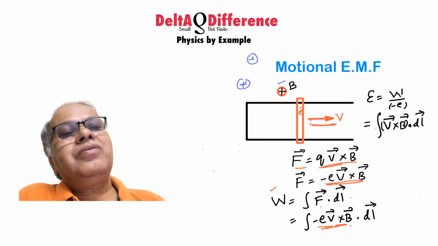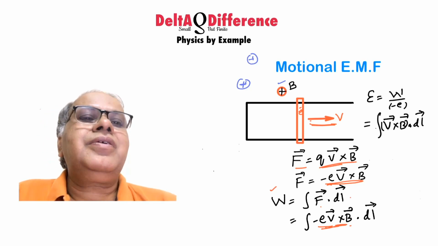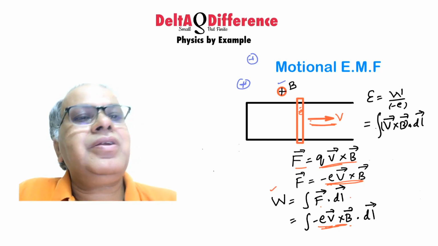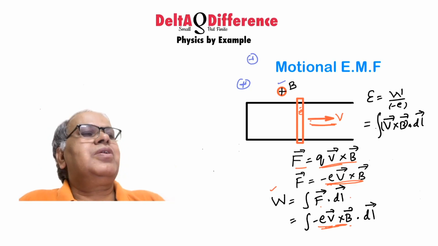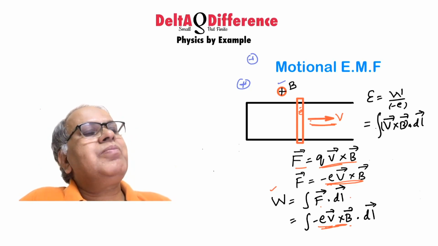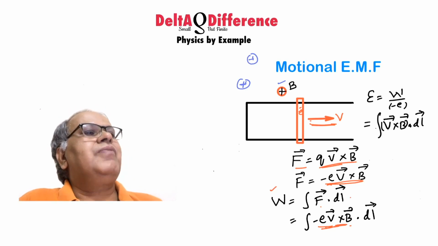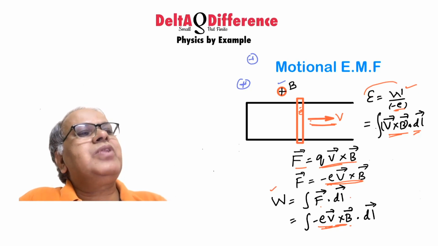And work done to move a unit positive charge is the EMF. So I'm bringing that minus e to the denominator here. Don't bring only e. If you bring e, that will be force on the electron. That will be minus V cross B. Force on the positive charge will be plus V cross B dot dl. So I brought the whole minus e to the left hand side and wrote that EMF equals W by minus e, which is V cross B dot dl. So this kind of an EMF develops between the ends of the rod.